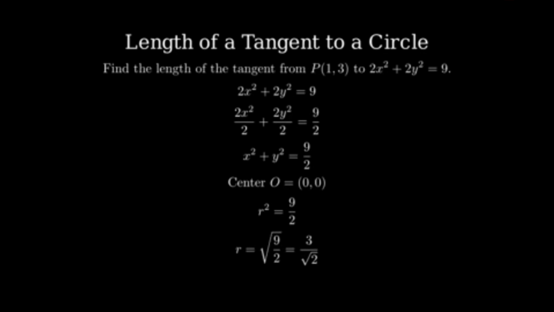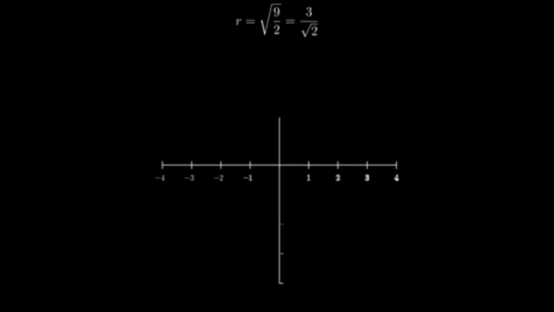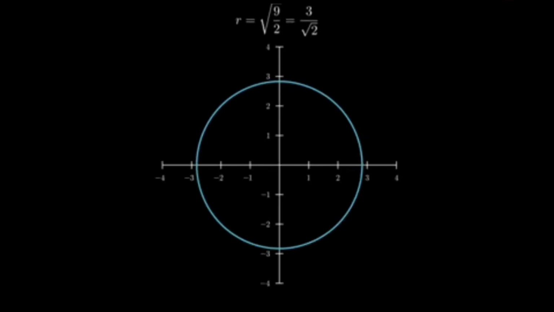Now, let's visualize the situation. We have a coordinate system. Here's the circle centered at the origin (0, 0) with radius r. And here's the external point P with coordinates (1, 3). We draw a tangent line from point P to the circle, touching the circle at point T. Let's draw the radius OT from the center to the point of tangency. And let's draw the line segment OP connecting the center to the external point P.